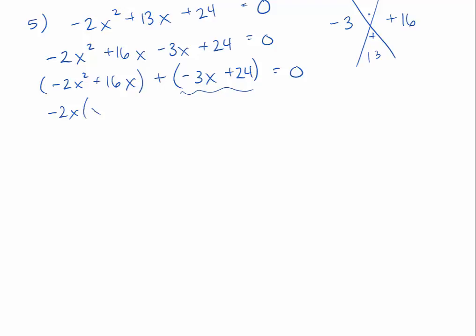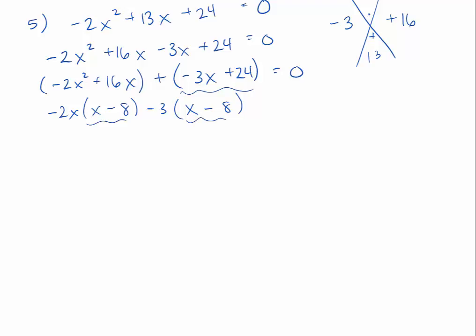And so what I'm left with is positive x, and then minus, if I pull out a negative 2x, minus 8, plus, and then if I pull out a negative 3 here, it's going to be minus 3. And the reason I do that is because then I'm going to have a positive x minus 8.